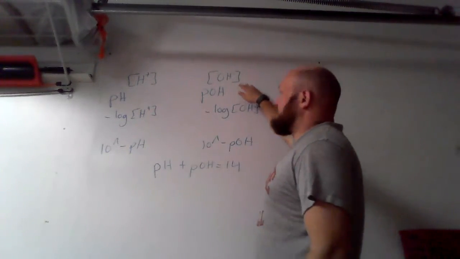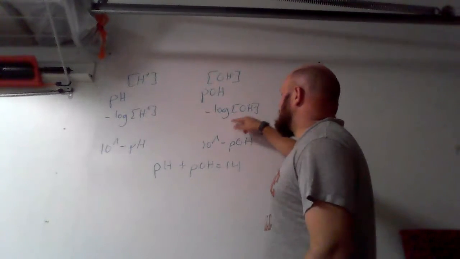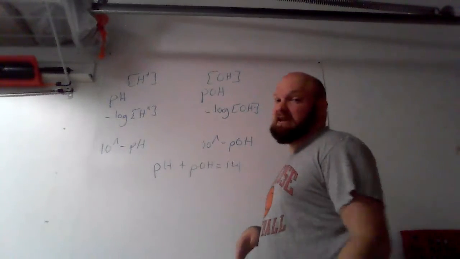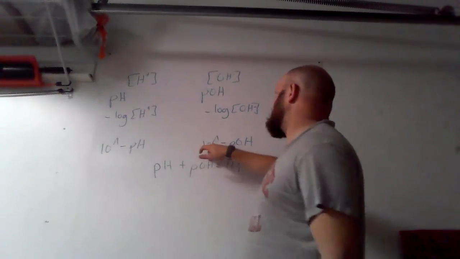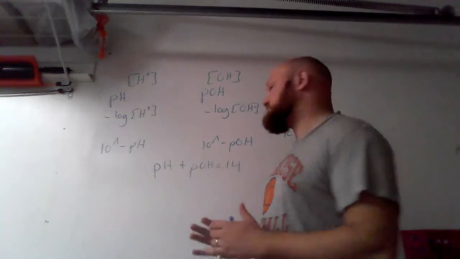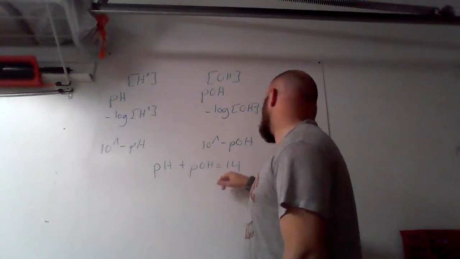So if you have hydroxide ion concentration, you do negative log of that to find the pOH. If we need to find the hydroxide ion concentration, we do 10 to the power of the negative pOH. And if you need to convert between pH and pOH, you do 14 minus whichever one you have, because the two of them together equal 14.